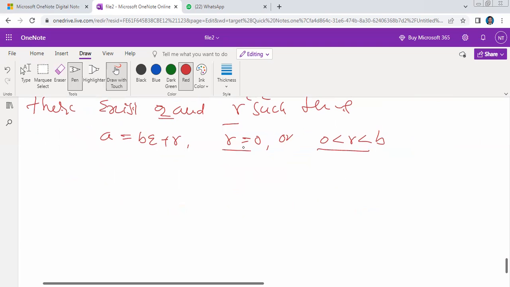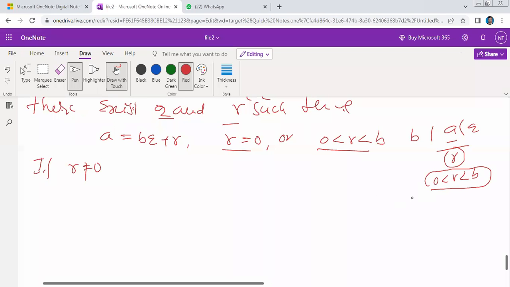In case the remainder r is not equal to 0, then what should we do? Dividing a by b gives some quotient q and remainder r. The condition here is 0 less than r less than b, which is satisfied. Either r is equal to 0, this one, but suppose I am taking r not equal to 0.